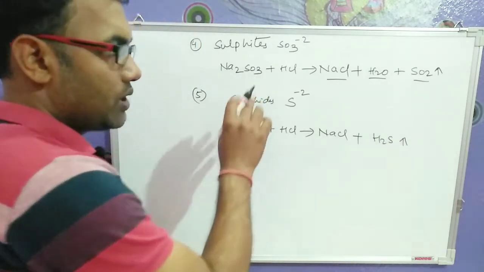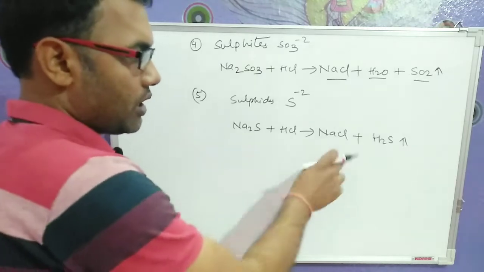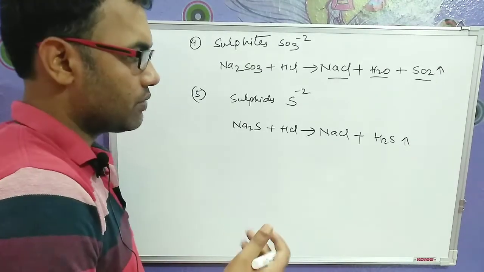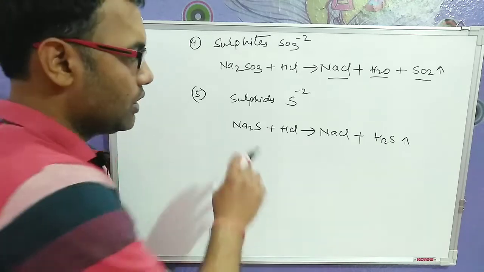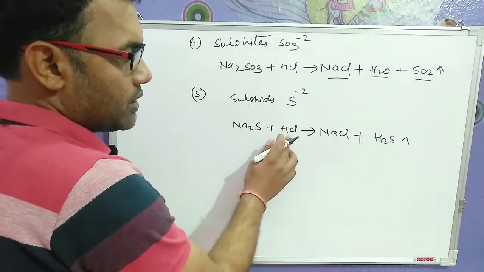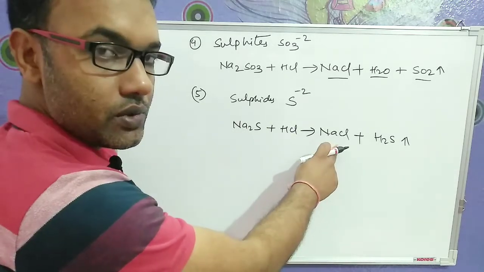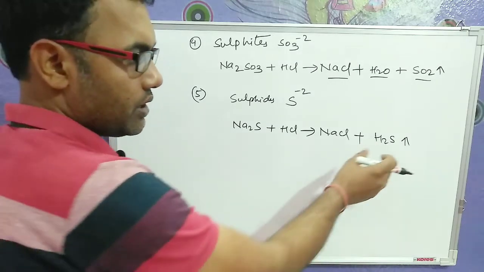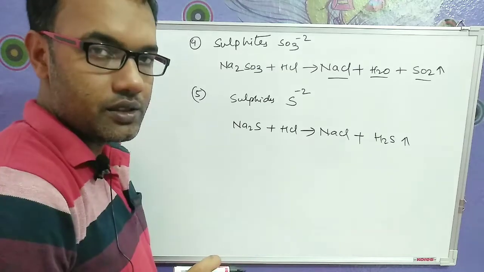Okay, now students, in all these reactions I am not balancing it, because this balancing portion is very easy, you can do it by yourself. So with a sulfide, if an acid is made to react, what does it form? Sodium chloride, and it forms hydrogen sulfide, which has a rotten egg smell.